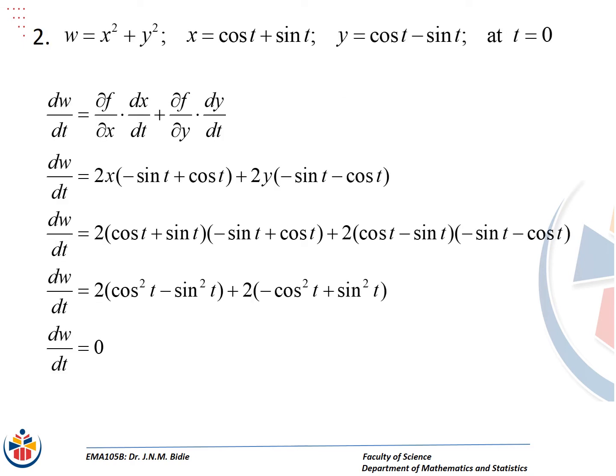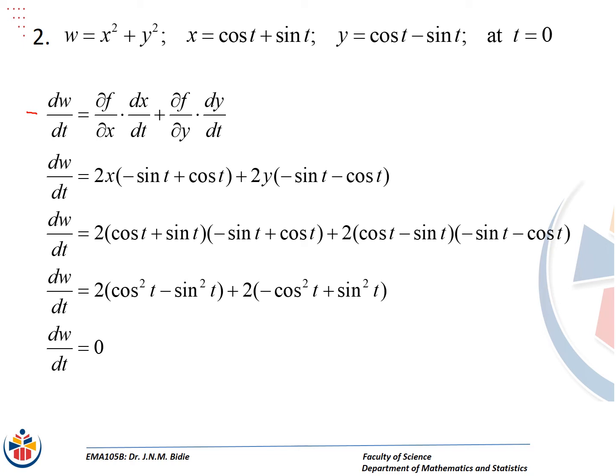Number 2, we've been given w is equal to x squared plus y squared. And now x is cos t plus sine t, and y is cos t minus sine t, and the value for t is given to be 0. Now I need us to go through this one together. Again, we start with the formula. We know df over dx is multiplied by dx over dt plus df over dy multiplied by dy over dt. That gives us dw over dt.